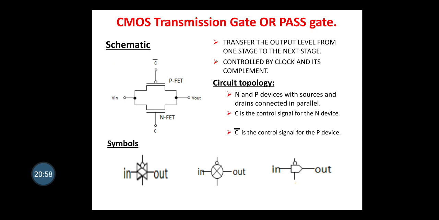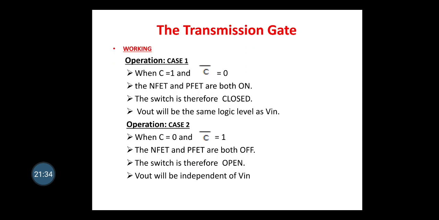First condition, when C is equal to 1 and C bar is equal to 0, the NMOS and PMOS are both on. The switch is therefore closed, and the output voltage will be the same as the input voltage. Now if C is equal to 0 and C bar is equal to 1, both NMOS and PMOS are off, and the switch is therefore open, and the output voltage will be independent of the input voltage. So this is how the transmission gate works.